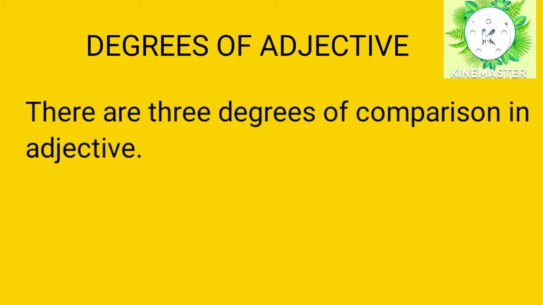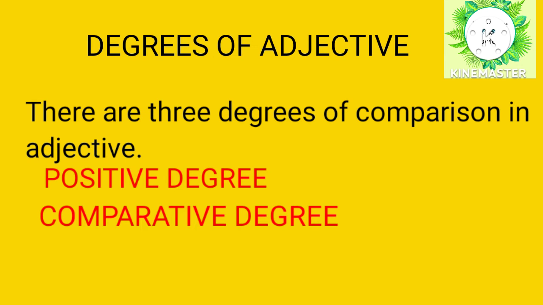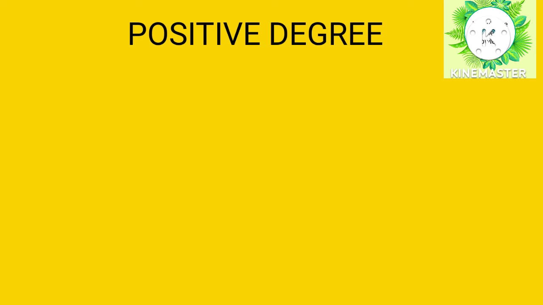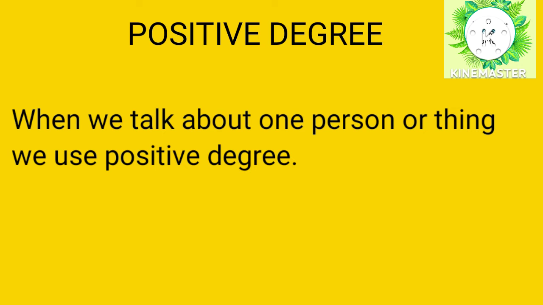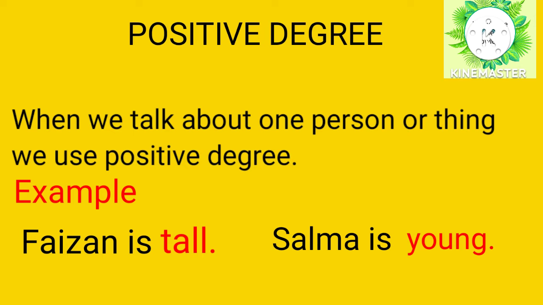Degrees of adjective. There are 3 degrees of comparison in adjective: positive degree, comparative degree, superlative degree. Positive degree. When we talk about one person or thing, we use positive degree. Example: Faizan is tall. Salma is young.